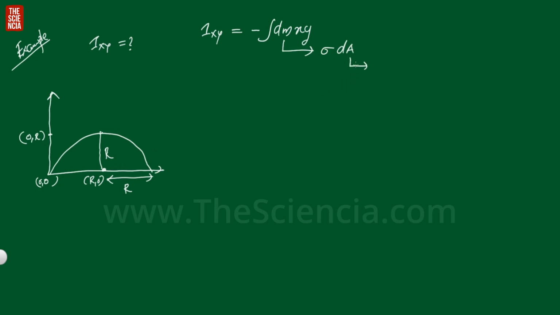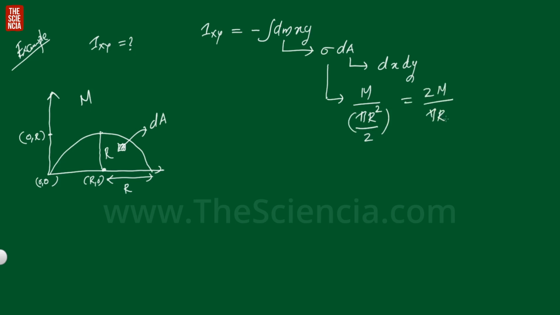dA is dx dy, so we are taking a Cartesian coordinate system, and if it is a dA element, then it is equal to dx dy. And sigma will be equal to, suppose its total mass is capital M, then M by, if it is a complete disk, it will be pi r square, but it is only half. So pi r square by 2, that gives sigma equal to 2M by pi r square, right? So we got all the values.